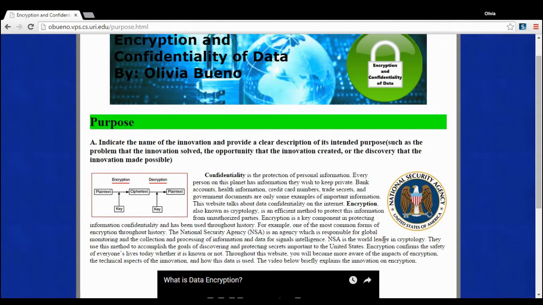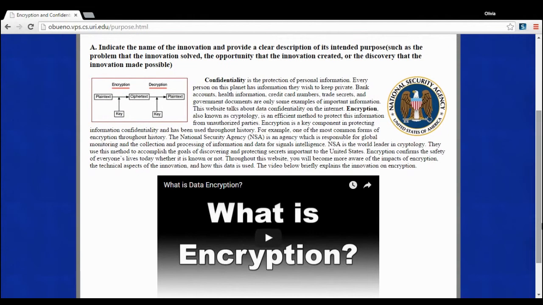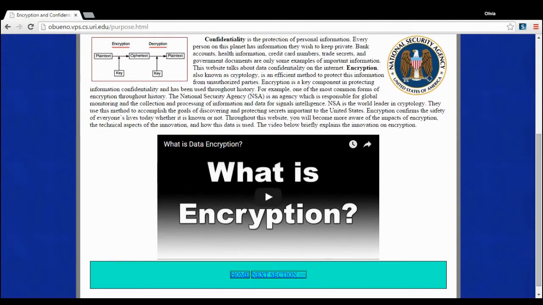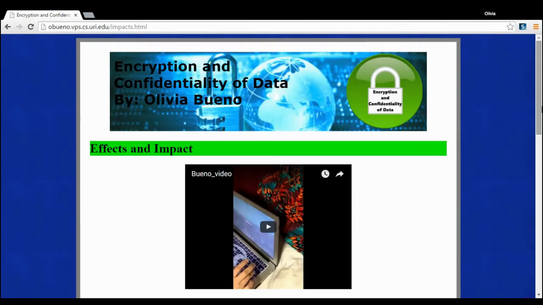This agency is a world leader in cryptology and has used this method to accomplish many goals for the United States, such as protecting and discovering significant secrets. The video on my webpage shows an introduction on data encryption. This page explains the effects and impacts of encryption.